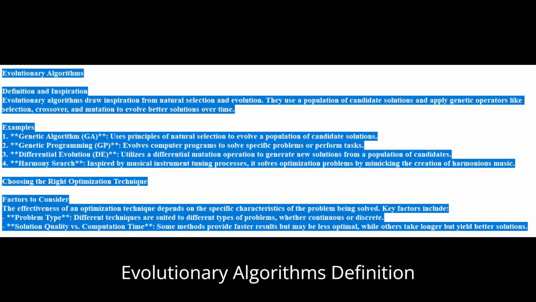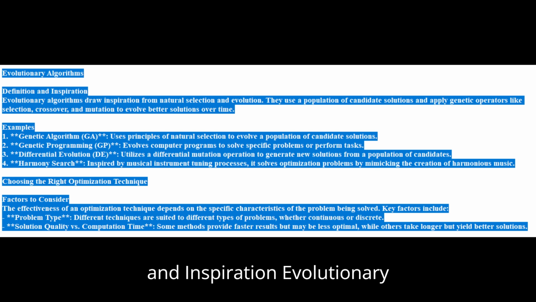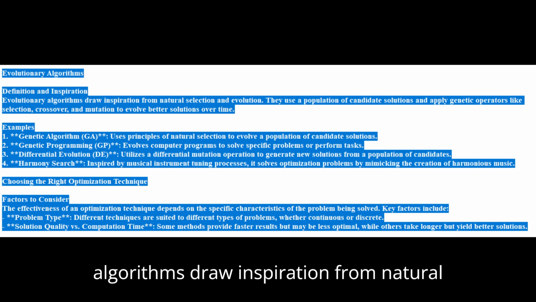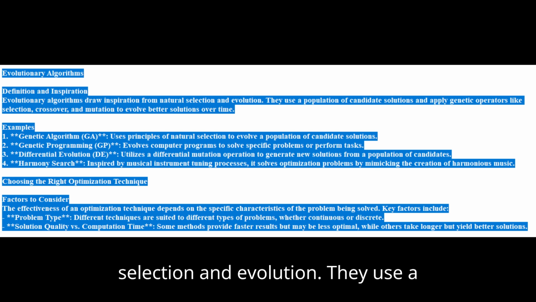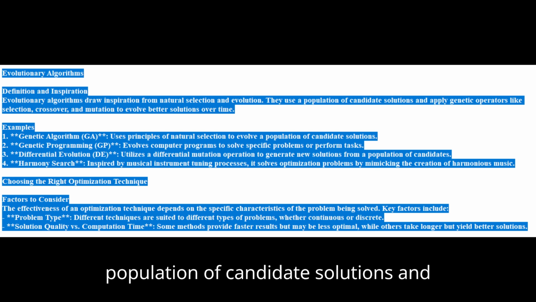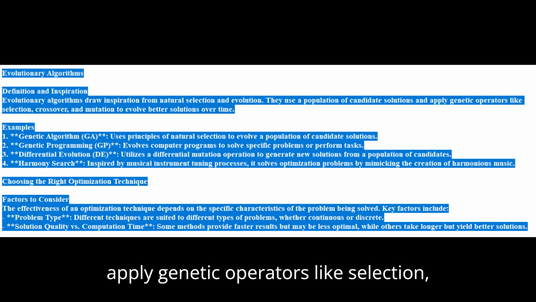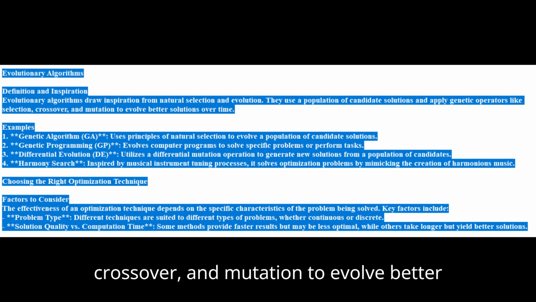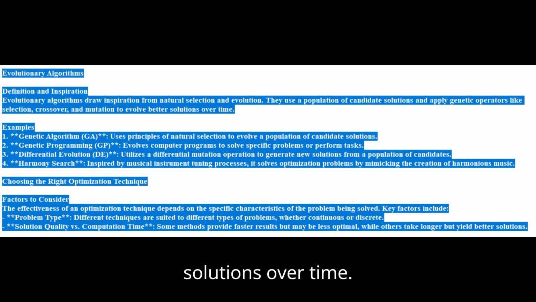Evolutionary algorithms. Definition and inspiration. Evolutionary algorithms draw inspiration from natural selection and evolution. They use a population of candidate solutions and apply genetic operators like selection, crossover, and mutation to evolve better solutions over time. Examples. 1. Genetic algorithm.